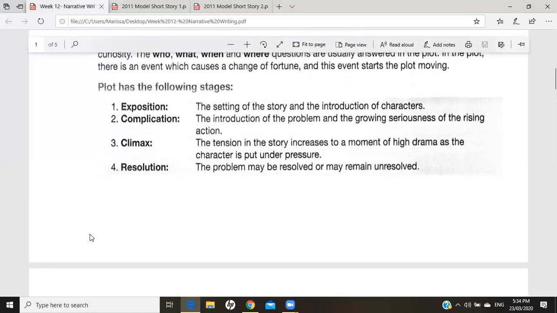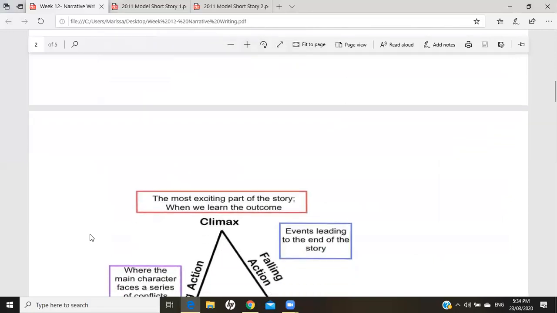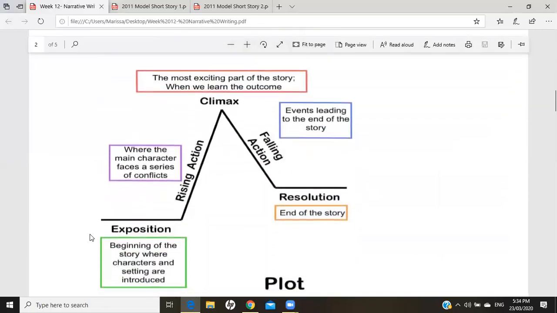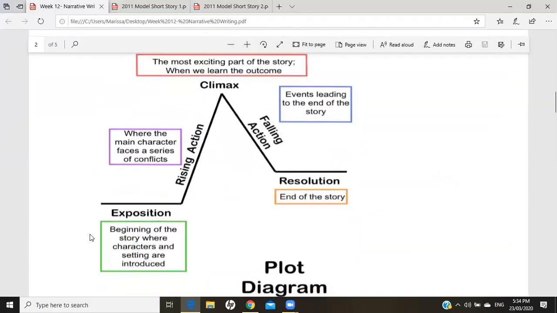So just to visualize what I said with plot, we have a diagram. This is a triangle diagram. This is a plot diagram. So we have here the exposition. I told you all that this is the beginning of the story, where characters and setting are introduced. So if you want to write a story and you're looking for a normal format, a basic format, something simple for you to remember, you could use this plot diagram.